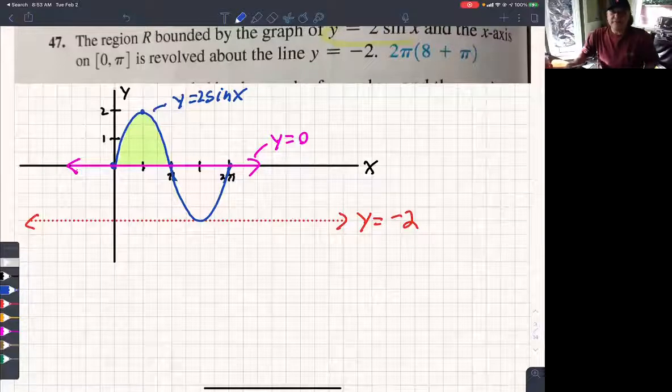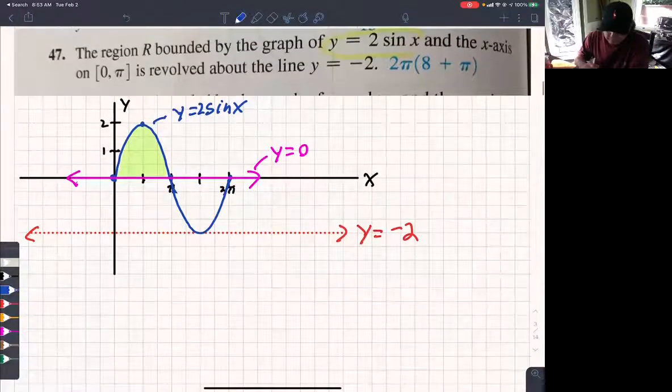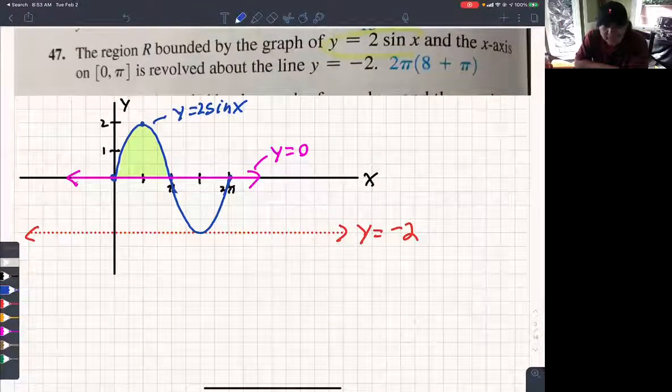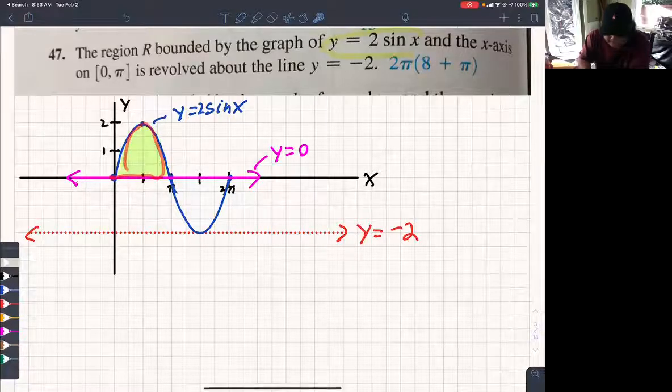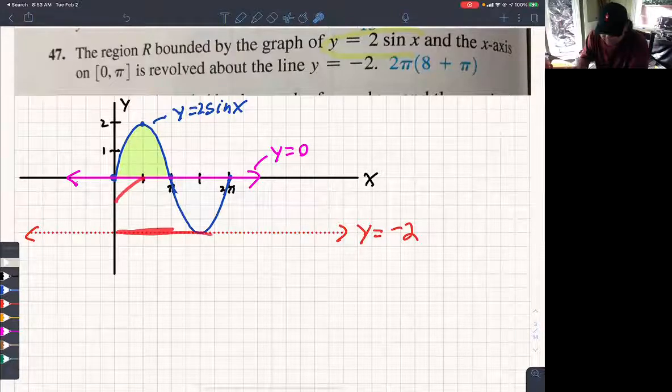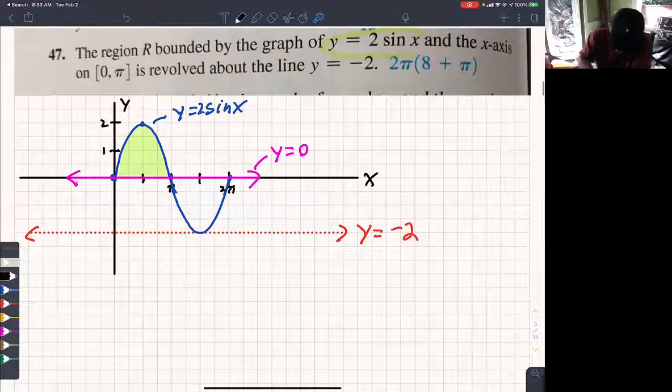This is 6.3 volumes of revolution, number 47. So I've drawn a picture that they've given us, and I've shaded the region that we're rotating, and this is going to rotate around the line y equals -2. So let me add more stuff for you.